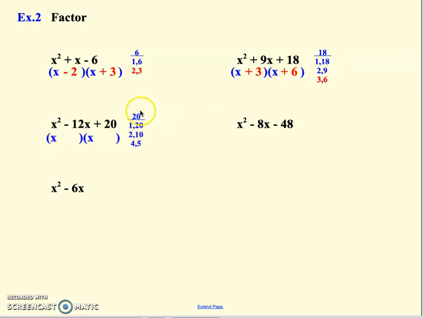Same thing, check your list. Factors of 20, which pair is going to give me a 12? That's got to be a 2 and a 10. Just get your signs right. That's the biggest thing. Get your signs right.